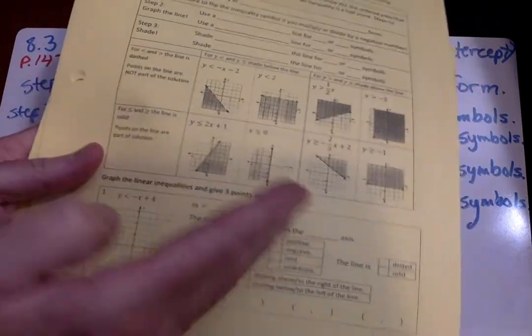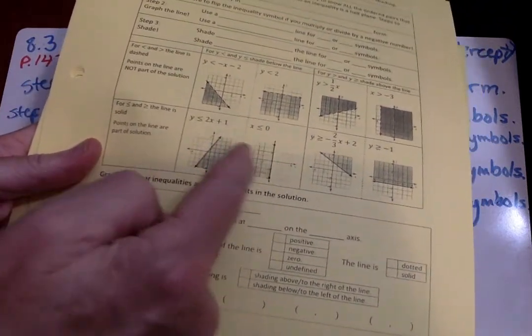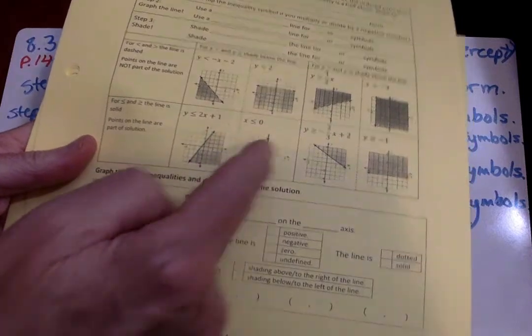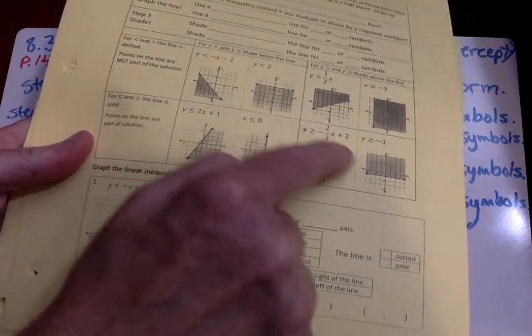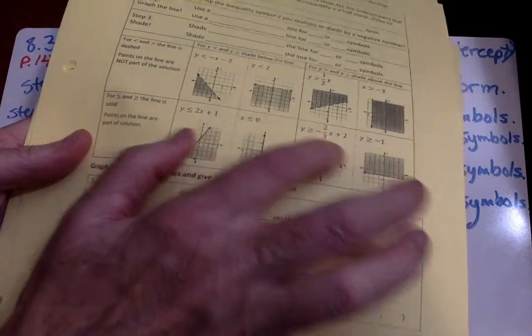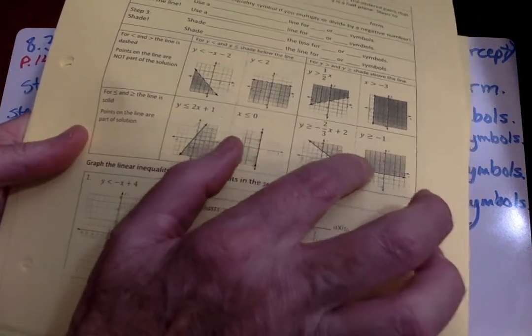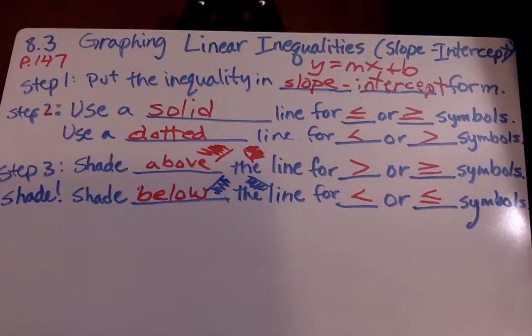Less than is where the ladder would fall. Less than or equal to 0 has got to be the left side. This one, greater than or equal to, is above, like a greater burden, and greater than or equal to -1 is shaded above. So next we're going to go ahead and do number 1.